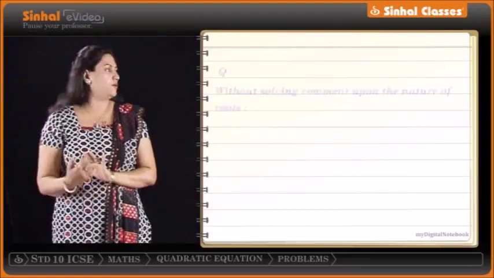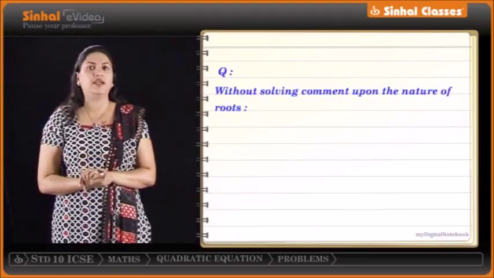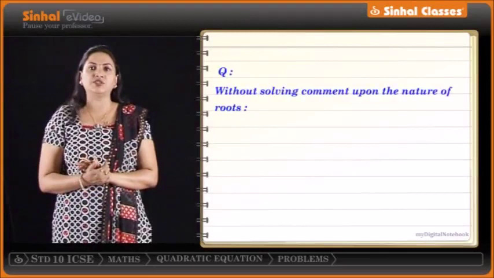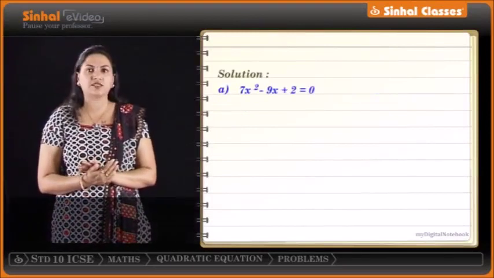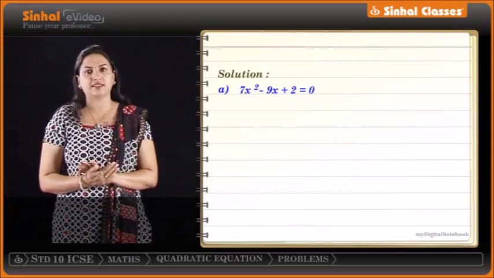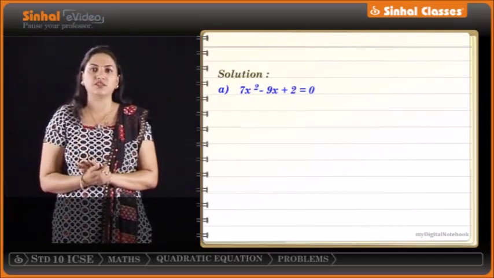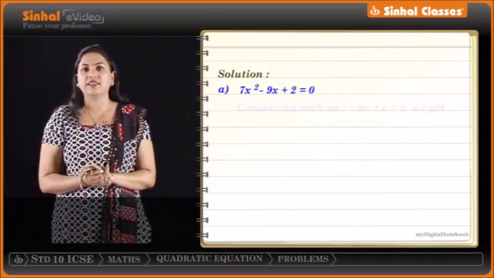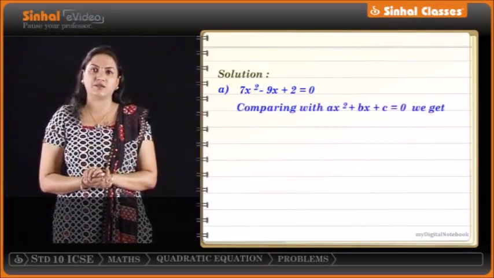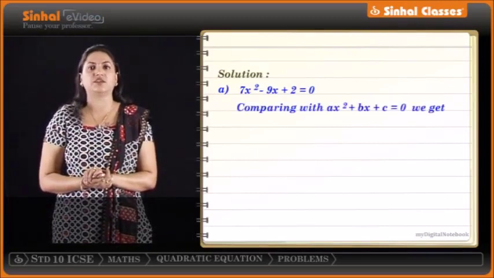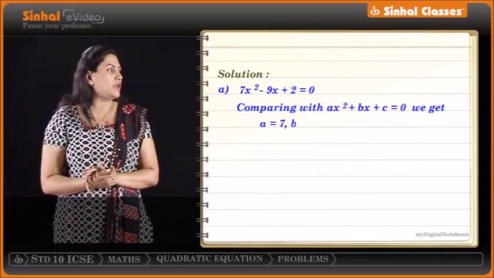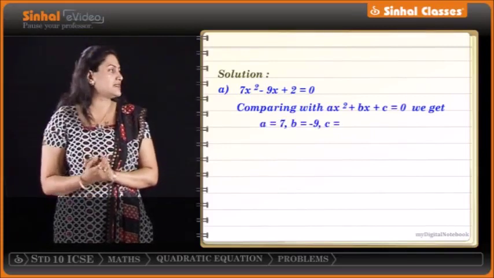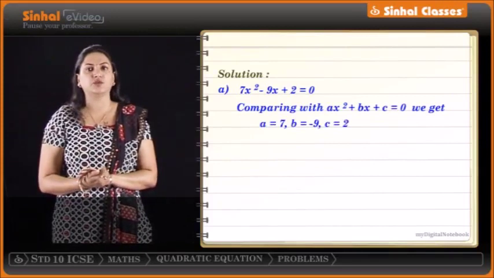Now to the next problem. Without solving, comment upon the nature of the roots. Given equation is 7x square minus 9x plus 2 is equal to 0. Now we compare this with ax square plus bx plus c is equal to 0. We get a is equal to 7, b is equal to minus 9 and c is equal to 2.